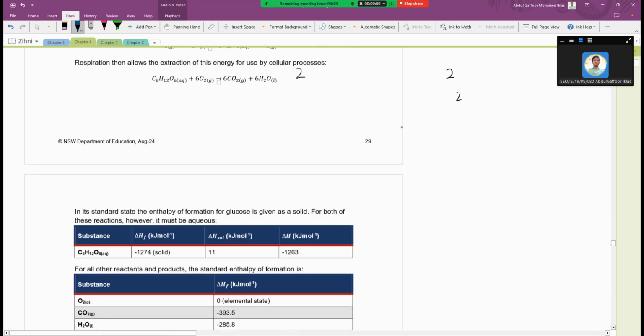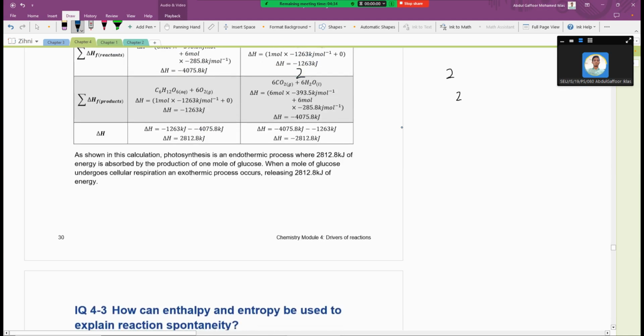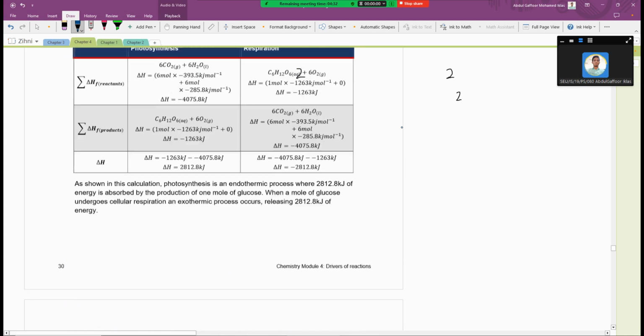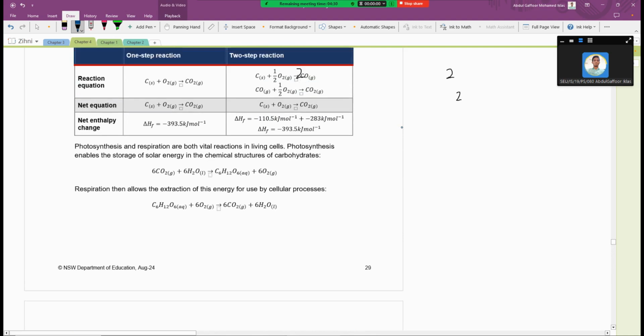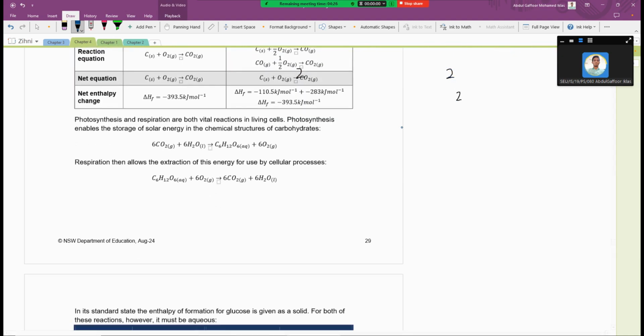So they have given, what is this? Photosynthesis and respiration are both vital reactions in living cells, right? Normally photosynthesis happens in green plants, and respiration happens in cells. Now this is the reaction for photosynthesis.